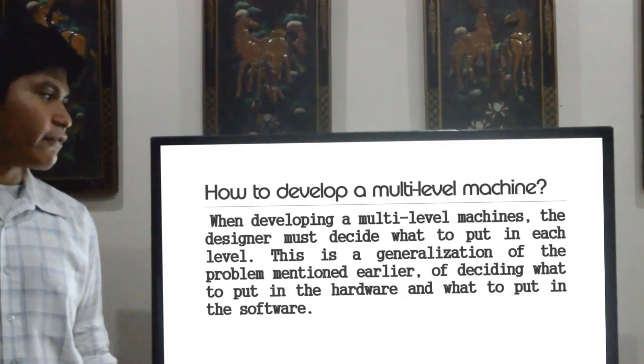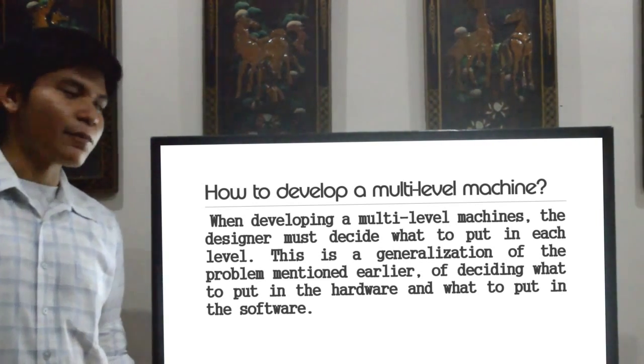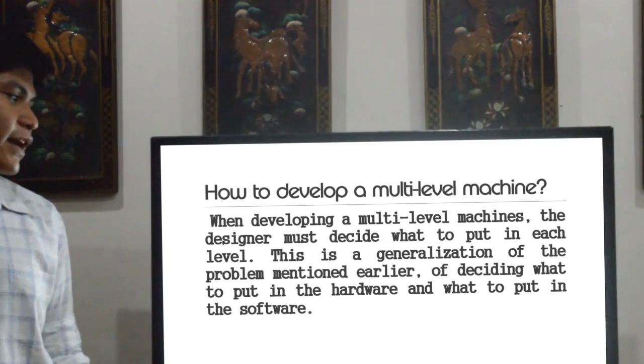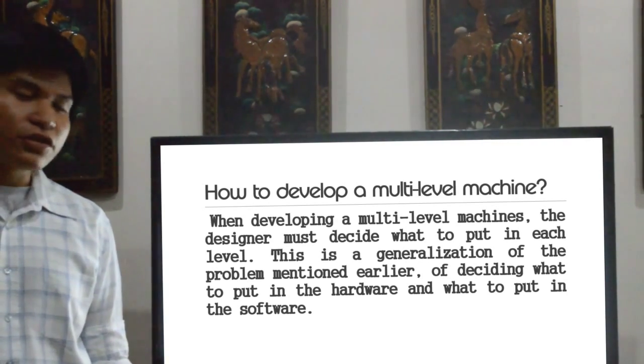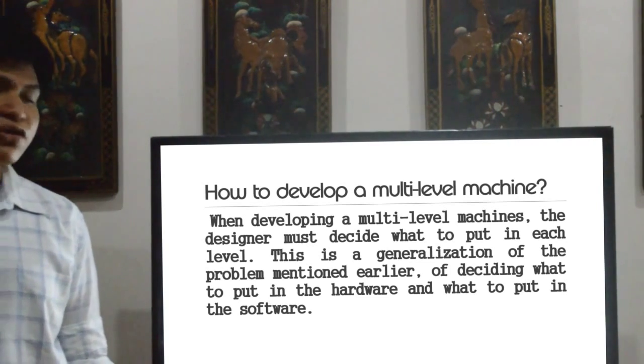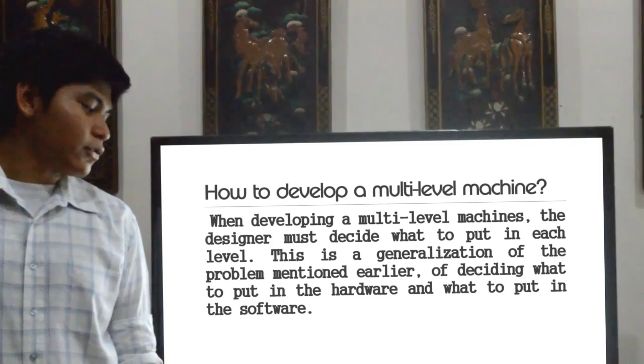And here's how to develop a multi-level machine. When developing a multi-level machine, the programmer must decide what to put in each level. This is a generalization of the problem mentioned earlier of deciding what to put in the hardware and what to put in the software.